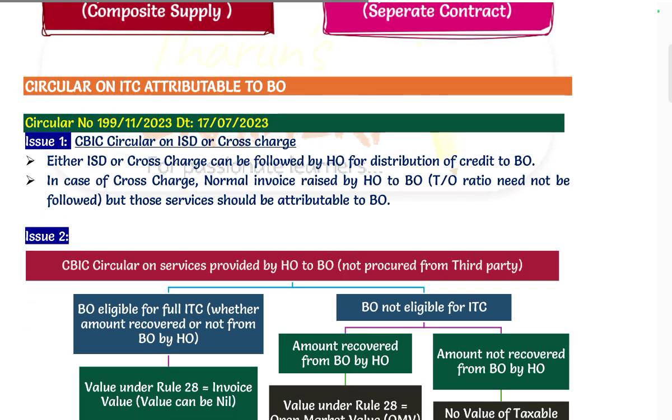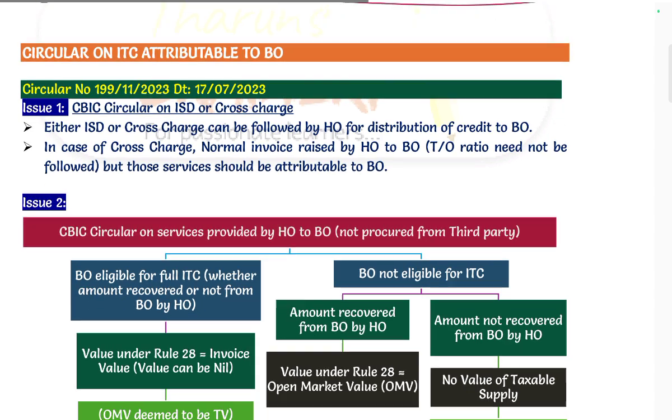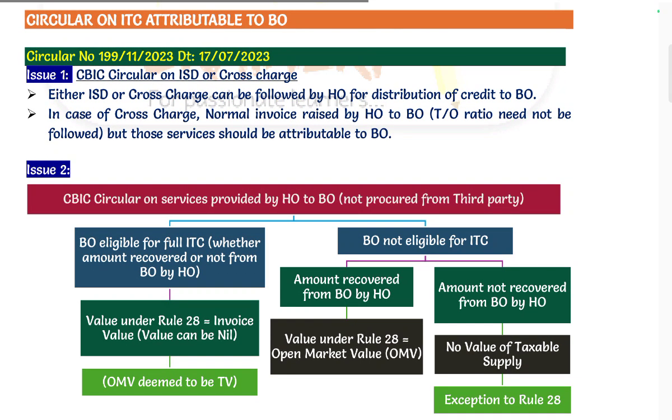Circular on the ITC attributable to the CBA, Circular number 199/11/2023 dated 17/7/23. The circular deals with ISD and cross charges. Either ISD or cross charges can be followed by the head office for distribution of credit to the BO. In the case of cross charges, a normal invoice is raised from the head office to the BO, and the turnover ratio can be followed while the service should be attributed to the BO.